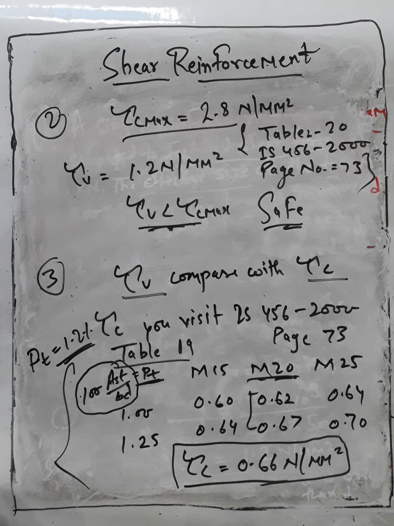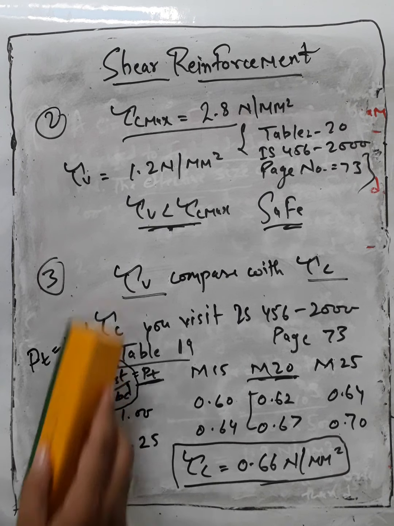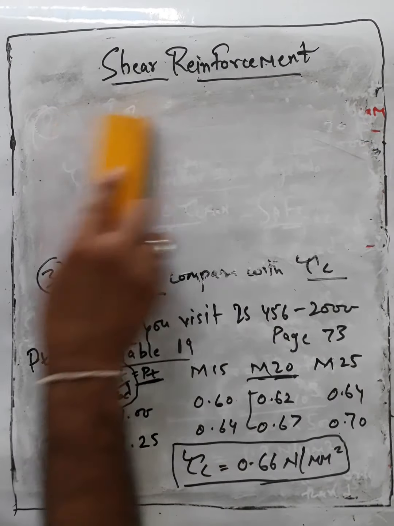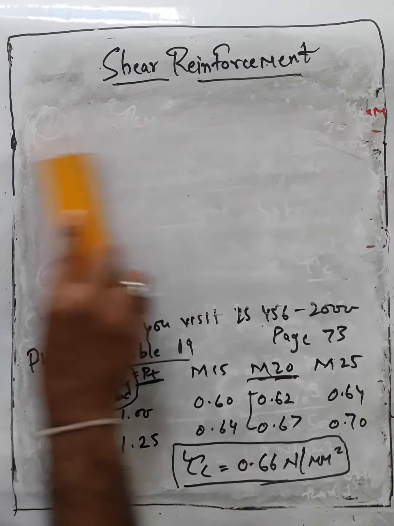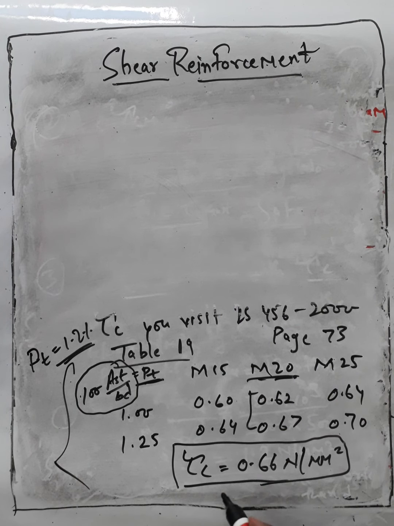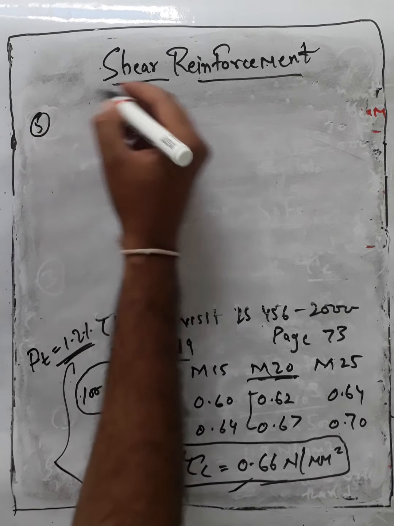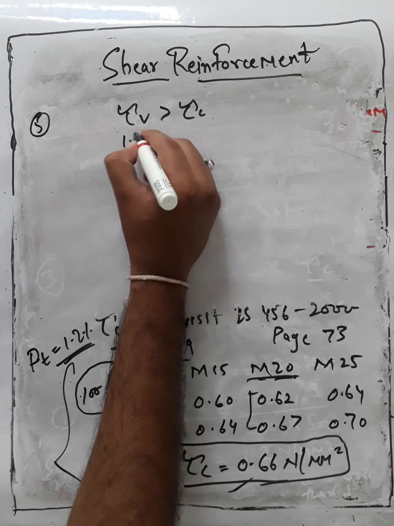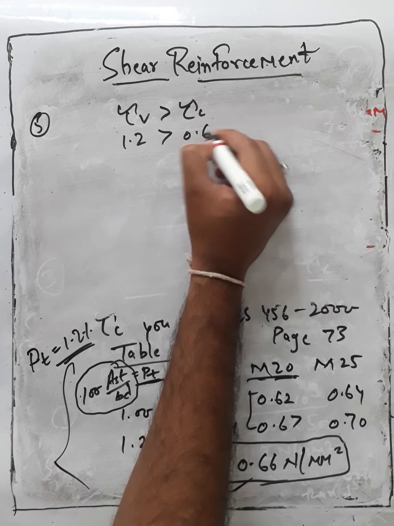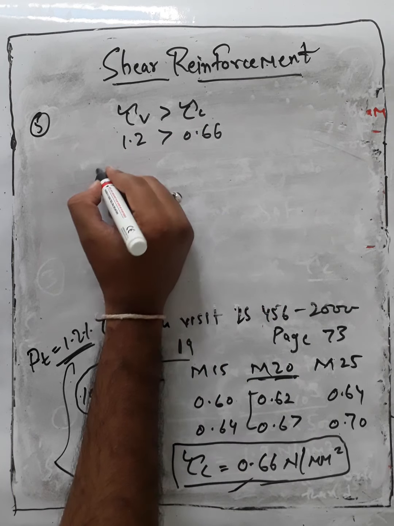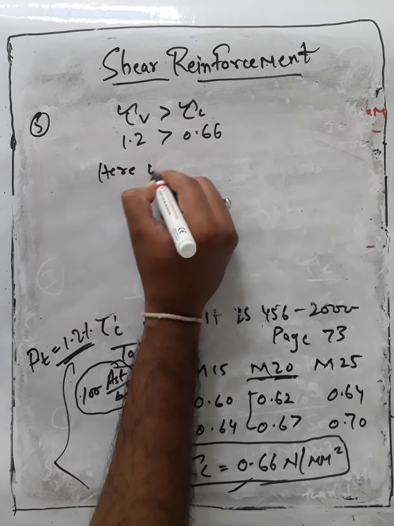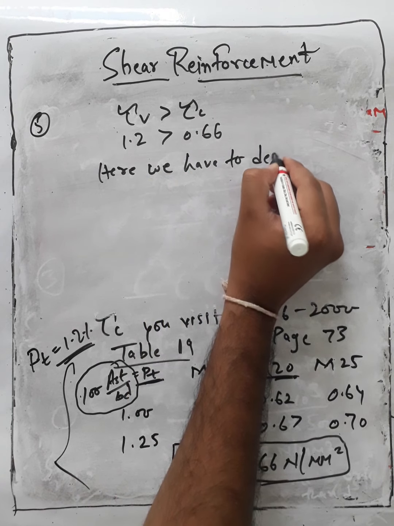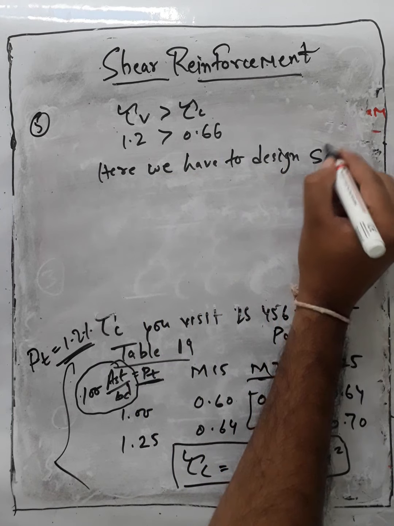Now we have the tau v value and the tau c value, and we have to compare them. Here we found tau v is greater than tau c, because tau v is 1.2 and tau c is 0.66. Means here we have to design shear reinforcement.